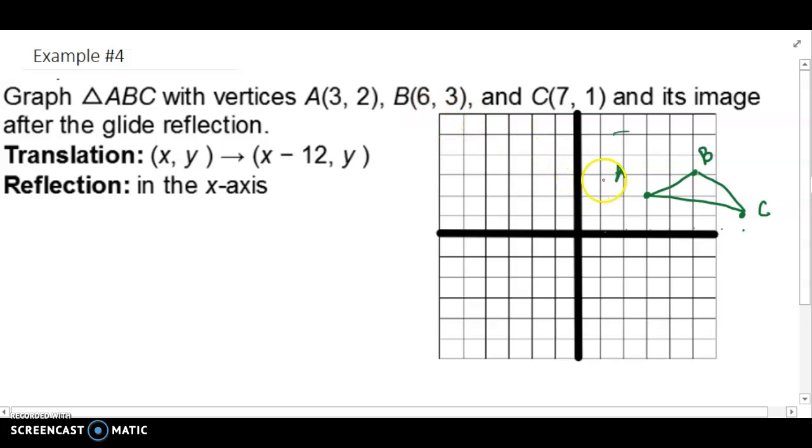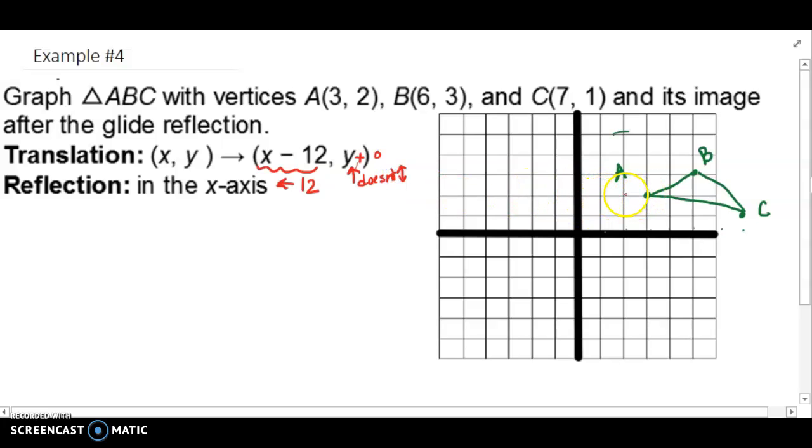All right, so I've already plotted these 2 points. Now I'm going to translate it. Remember, this means left 12. And when this doesn't have anything, or if it's plus or minus 0, this just means doesn't move. So it doesn't move up or down. Okay, doesn't go up or down. So all I'm going to do is go these 12.